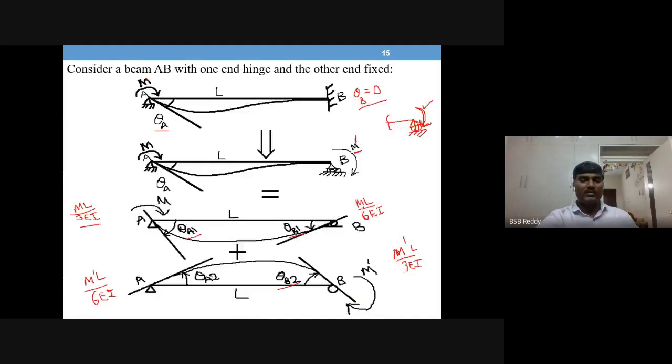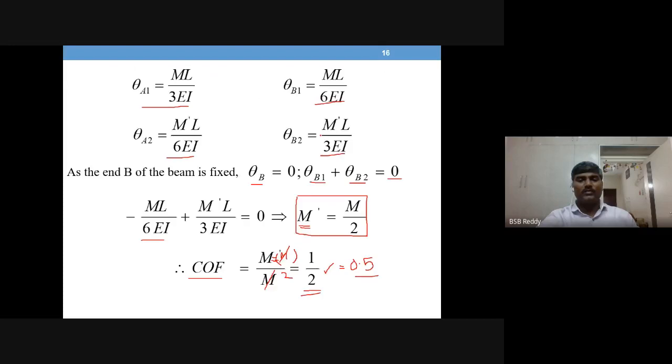How do you get this? It is just by drawing a partial free body diagram showing M dash, that is the reaction, then applying the principle of superposition, then using the condition theta B equal to 0. You get this carryover factor value.